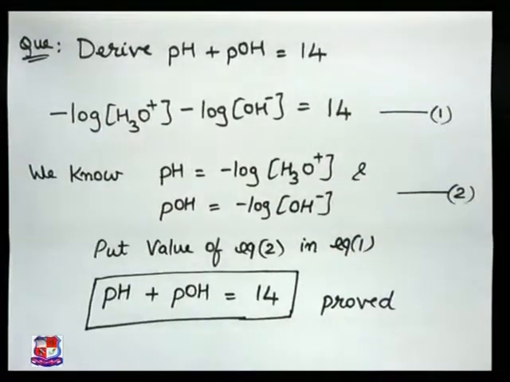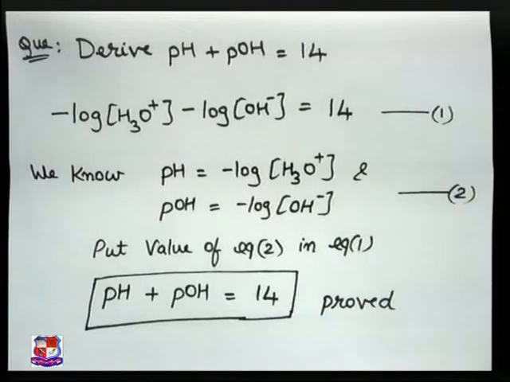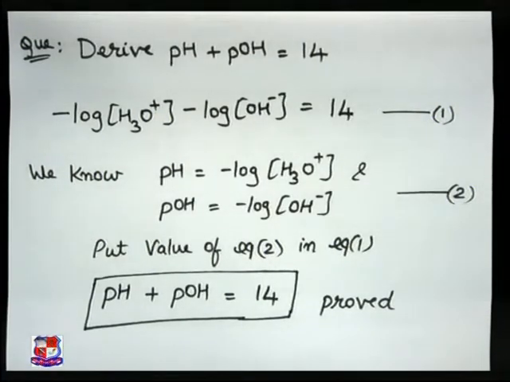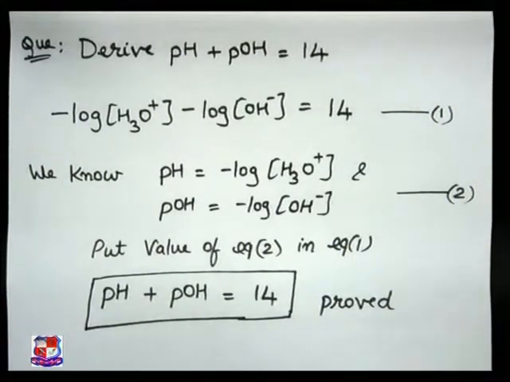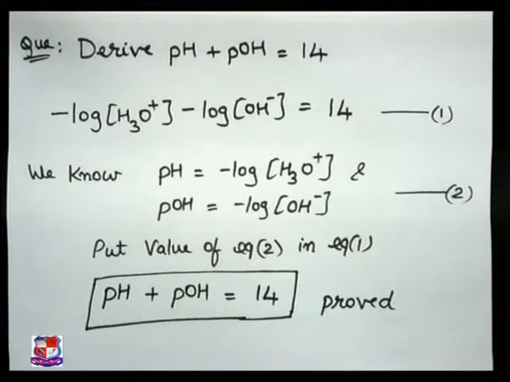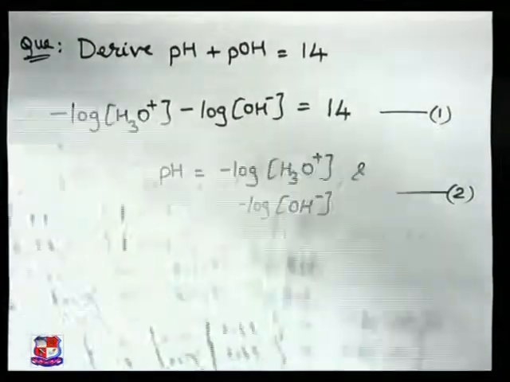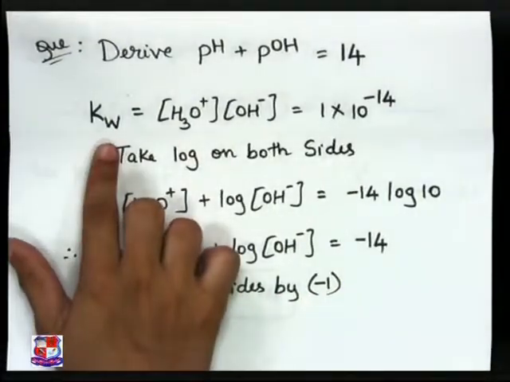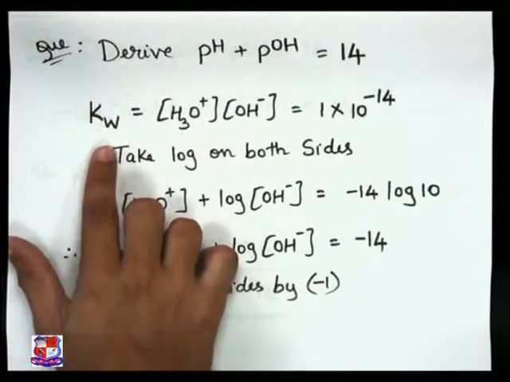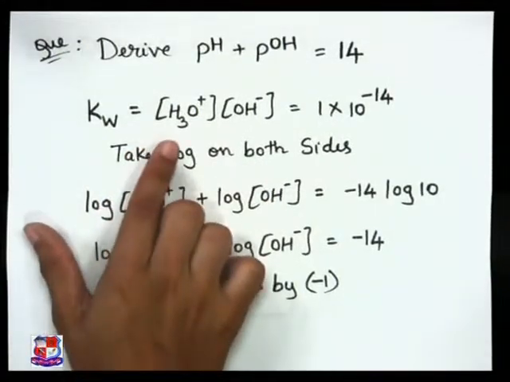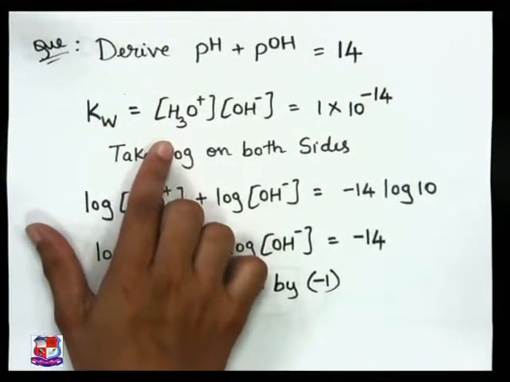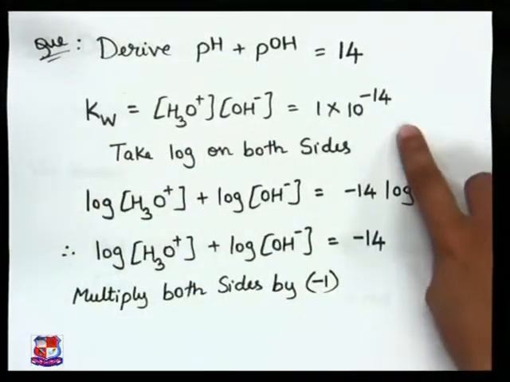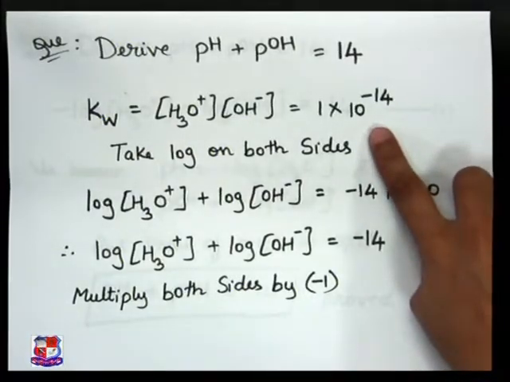So finally we have derived pH plus pOH equal to 14. This one has to be remembered while concluding. What was the first step? In the first step we took the ionic equilibrium constant of water, that is the concentration product of H3O+ and OH-. That value, found experimentally, was 1 × 10^-14.